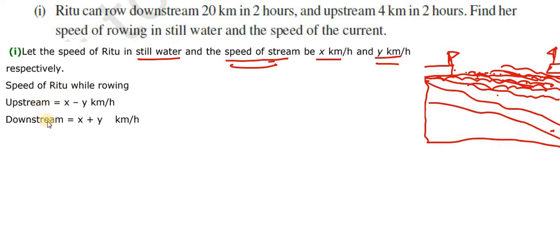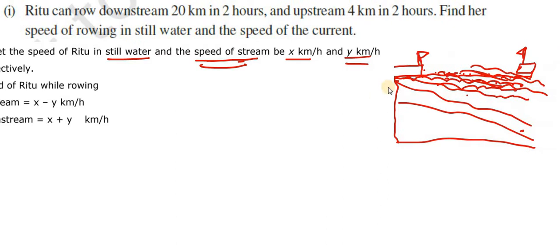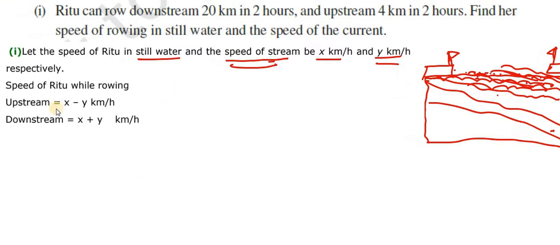And in the downstream, while she is traveling down, it has both speeds, the speed of the water current and also the speed of the boat. So this is about the upstream and downstream.